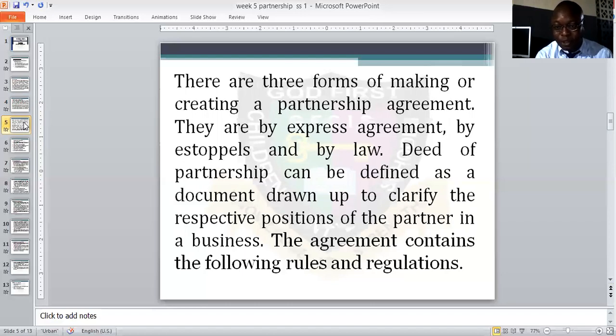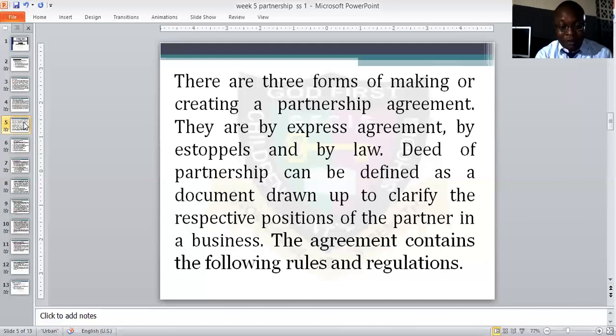The agreement must be well documented for future reference. So make an agreement so that you can have the backup, and you can have evidence in the nearest future. So that is the definition of a partnership agreement.